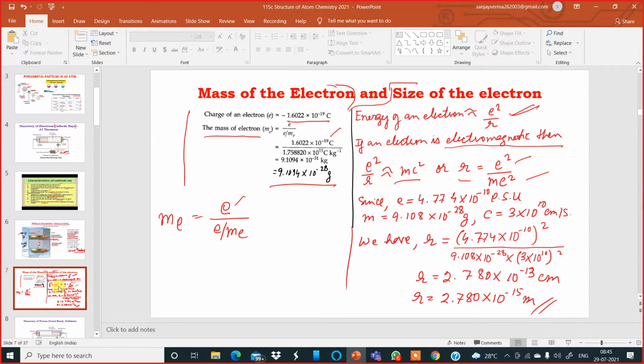We know the charge e in ESU, electrostatic units, was found to be 4.774 × 10^-10 ESU, and the mass we have calculated already over here, and the speed of light is 3 × 10^10 centimeter per second. So putting the values in the formula r = e²/mc², after simplification we get the value of the radius of an electron. It is very, very small, 2.780 × 10^-15 meters.